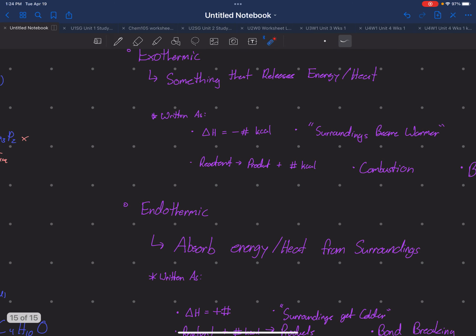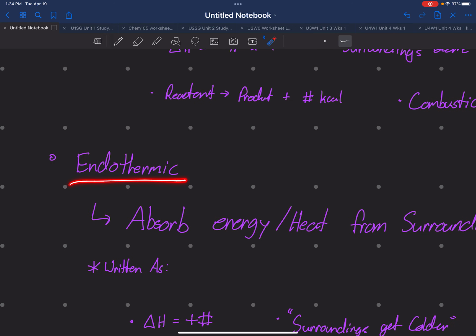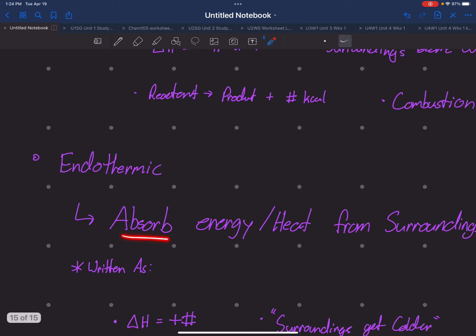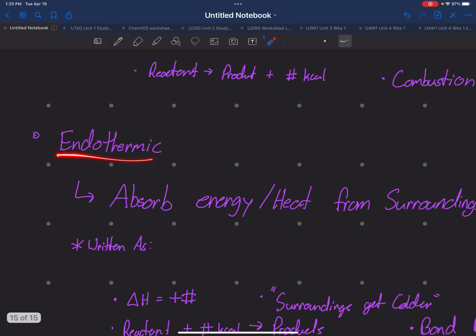Okay. So the opposite, endothermic. It absorbs energy or heat from the surroundings. So endo, I don't know, in. Energy in. Whatever works for you, dude. That's the important part. But just know endothermic, it absorbs energy or heat from surroundings.